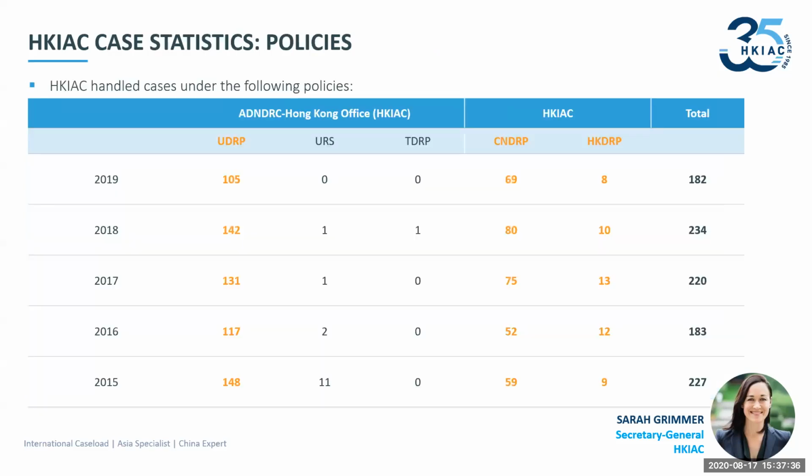Next slide, please. To give you an overview of the kind of work that we are involved in, you'll see here statistics from the last 5 years. And what is striking is that by far and large, the most cases that we handle each year are UDRP and CNDRP cases. Last year, approximately 58% of our cases were UDRP cases, so we were acting in our role as the Hong Kong office of the ADNDRC, and 38% were CNDRP cases, with 4% of cases coming under the HKDRP. And this is a typical annual breakdown for HKIAC.